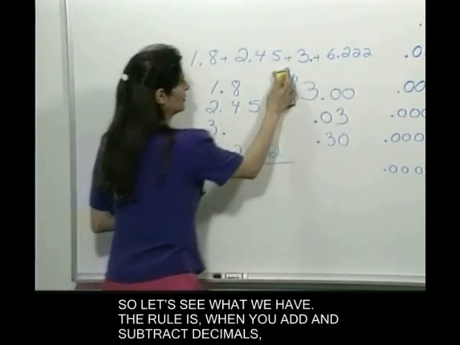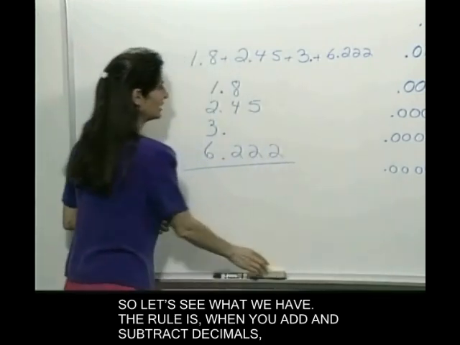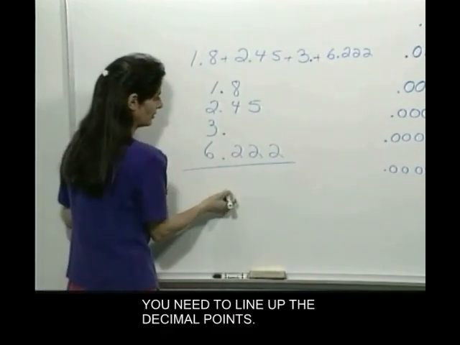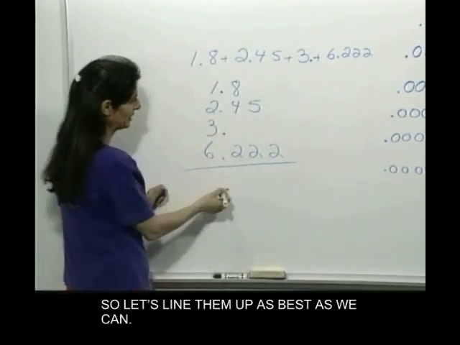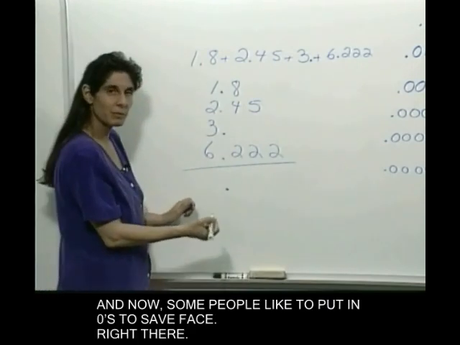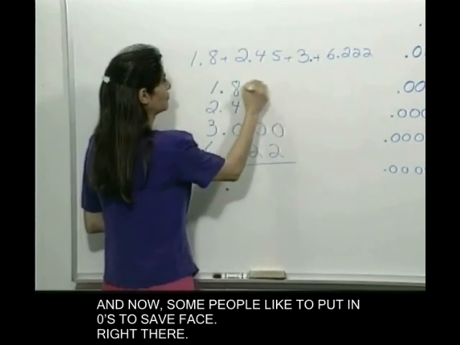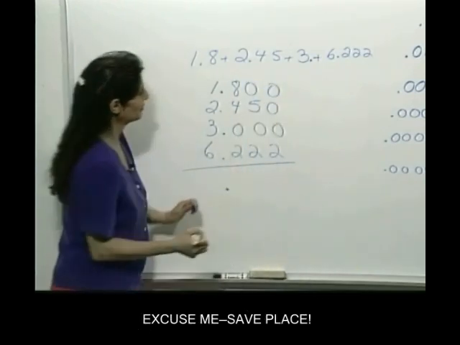So let's see what we have. The rule is when you add and subtract decimals, you need to line up the decimal point. So let's line it up as best we can. And now some people like to put in zeros to save place.